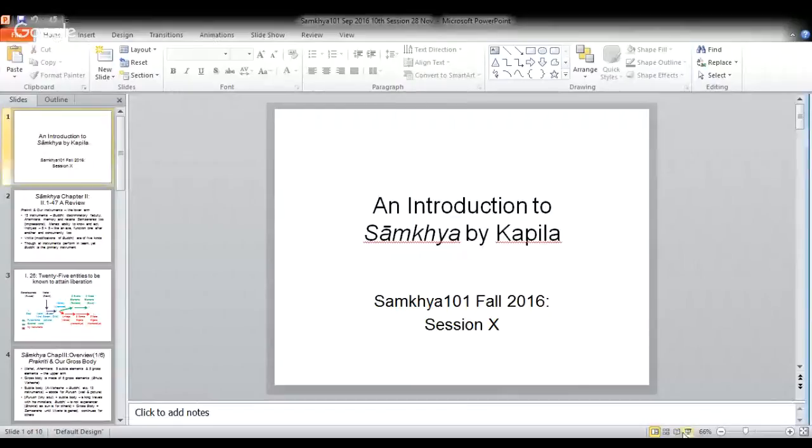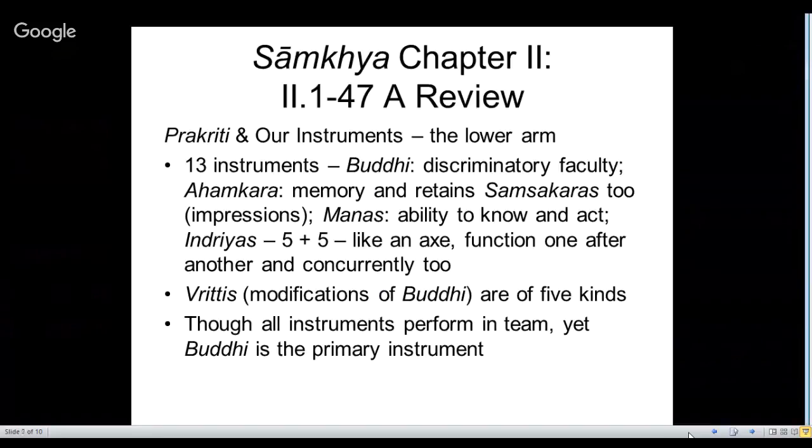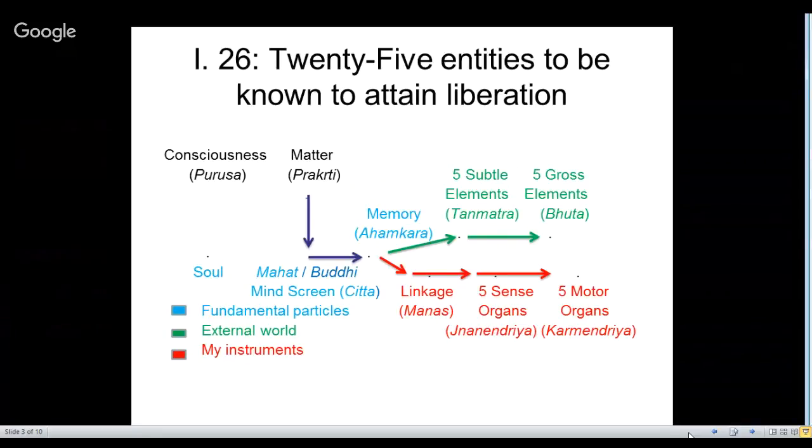This is our title slide, 10th session. A quick review of what we did in chapter 2. Chapter 2 was talking about Prakriti and its various derivatives, particularly what I call the lower arm of the Sankhya diagram. This is the Prakriti in equilibrium with respect to its three gunas: sattva, rajas, tamas.